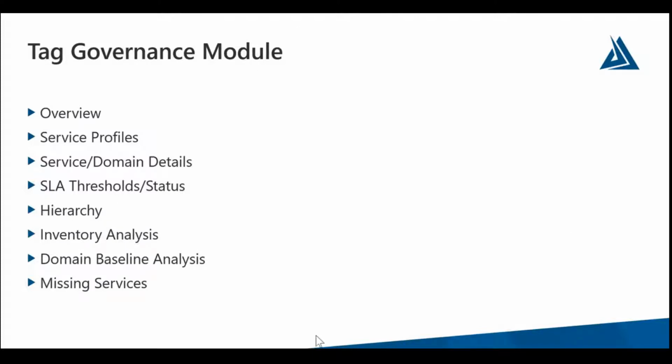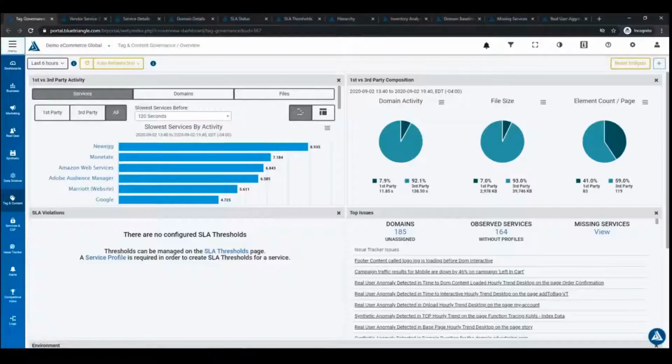All right, so I'm gonna go ahead and just walk through each of these in the Blue Triangle portal. So here we are on the Tag Governance Overview page. Again, this is a dashboard. So currently we're looking at the last 6 hours. You can set your auto refresh interval here. And each of these widgets is movable just like our dashboard.